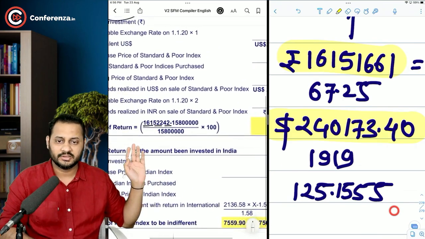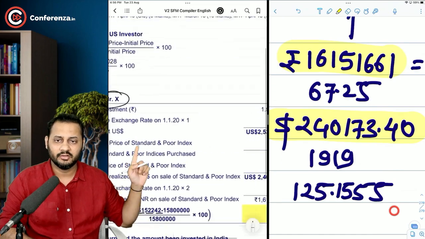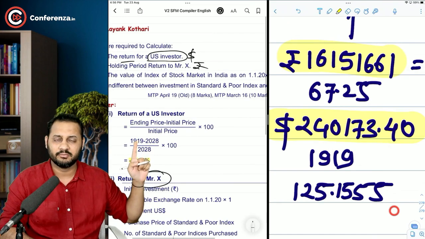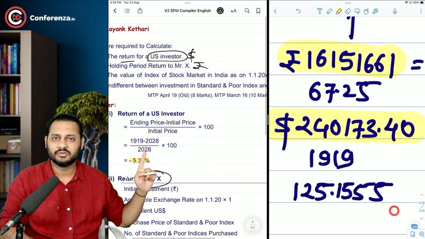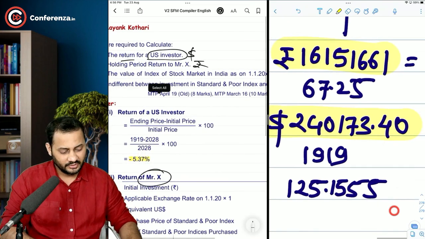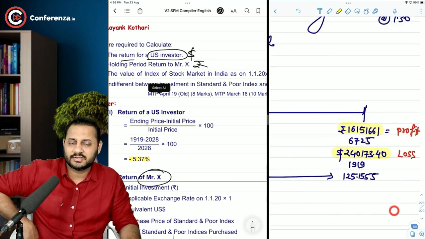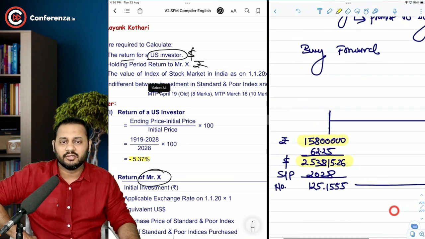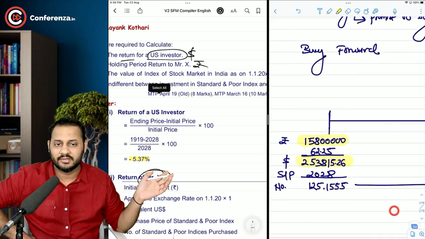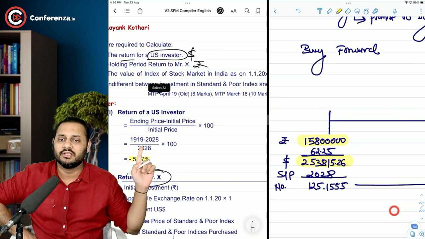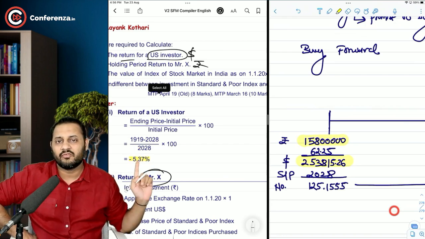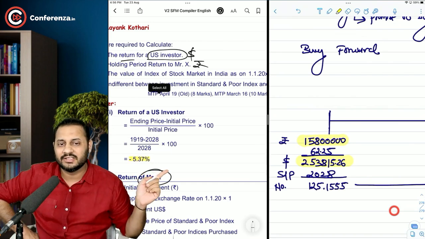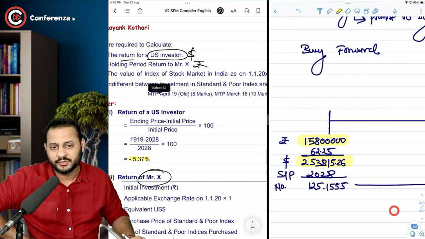So the difference between these two will be your profit or loss. So in this case it is a profit, but if you compare it for the US investor, see, for the US investor it's very simple, 1919, 2028 and 2028, because when you invested the rate was 2028 S&P index and when you sold it was 1919. So you don't have to calculate the number of units as well. In that case you can easily calculate it with this number itself, $5.37. Okay, whatever was the loss in S&P, that's the same loss to you in dollars.